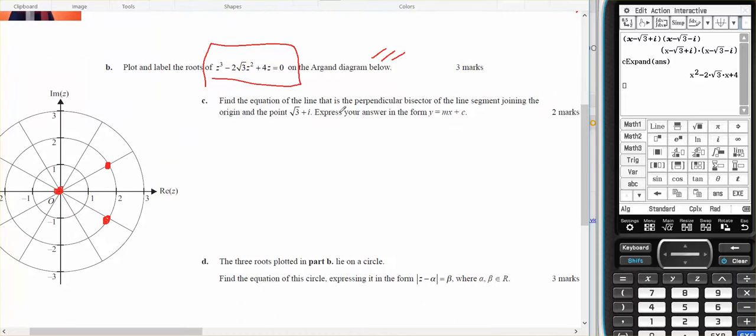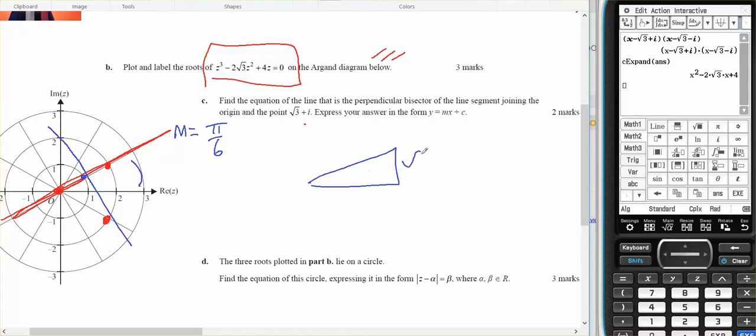Okay, find the equation of the line that is the perpendicular bisector of the line segment joining the origin and the point. So we're looking at a perpendicular bisector, and my perpendicular bisector will go through there. So the gradient of this line is going to be pi on 6. Is that correct? So what have we got? We have root 3 and 1, and the tan of theta is 1 on root 3, so that's pi on 6.